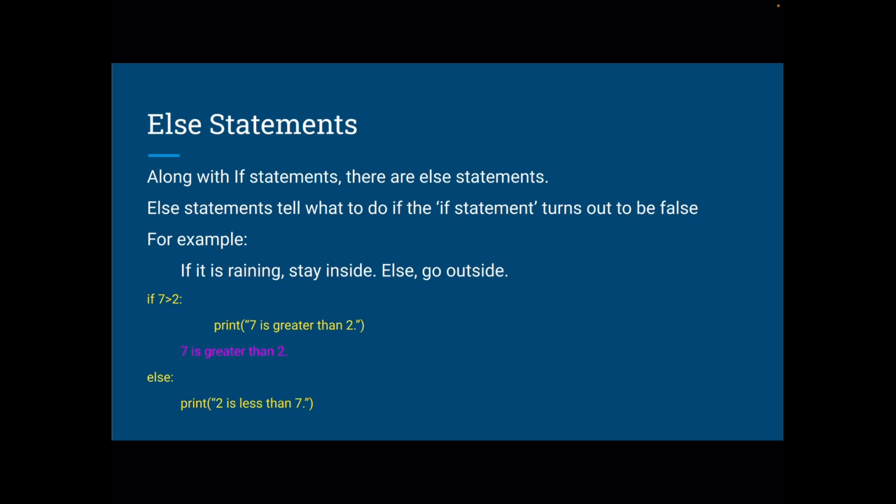So, if and else statements are kind of like a pair. Usually if there's an if statement, there usually will be an else statement. Else statements tell what to do if the if statement turns out to be false. For example, in regular terms, if it is raining, stay inside. Else, go outside. So it's basically saying if it's not raining, go outside.